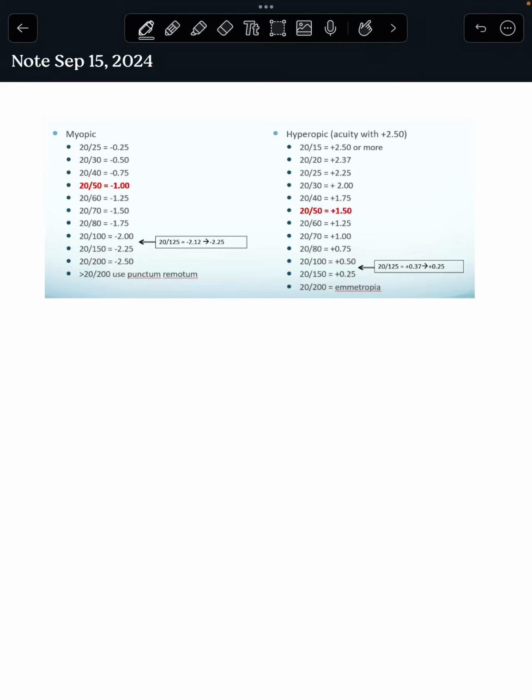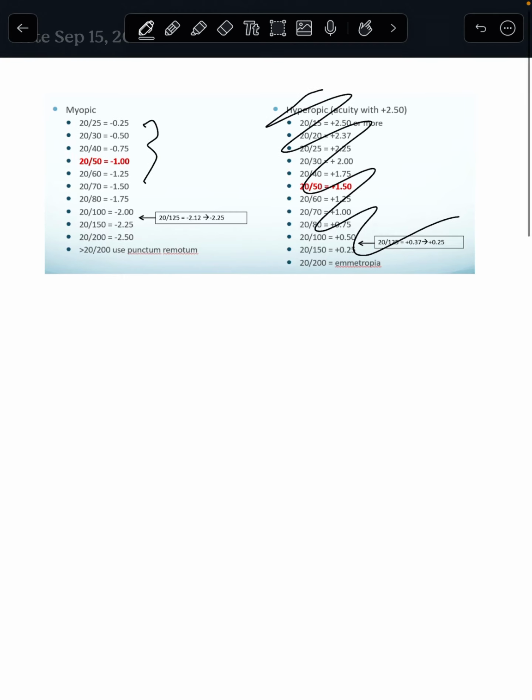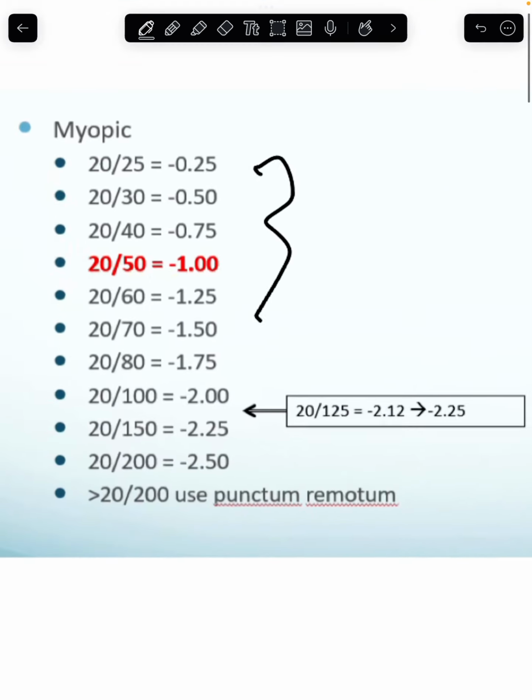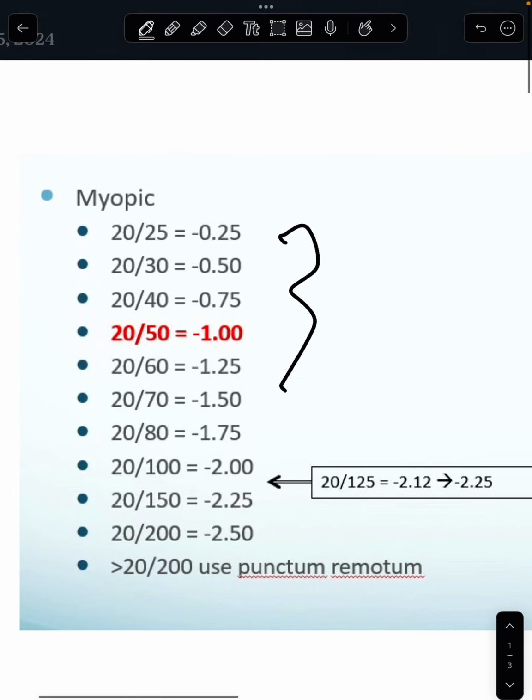Okay, so Egger's table is something you have to memorize, but you don't actually have to remember too much. We don't have to remember any of the hyperopic table. We just need to understand this much. And you don't need to memorize each individual number. All you have to realize is that as you go up the chart, each line higher is an additional quarter.